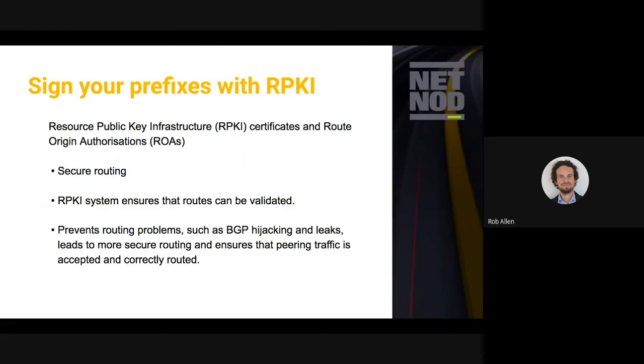And what this does is that it prevents routing problems, for example, BGP hijacks and leaks, and leads to more secure routing in general across the internet and internet exchanges. Now, if you have your RPKI and ROA set up correctly, it will mean that your peering traffic can be accepted and correctly routed. Now, don't worry, the RIPE NCC, who are one of the organizations involved in the RPKI system, have some excellent tutorials available to help guide you through this process. And they also provide an RPKI validator, which means that you can check that you have set everything up correctly.